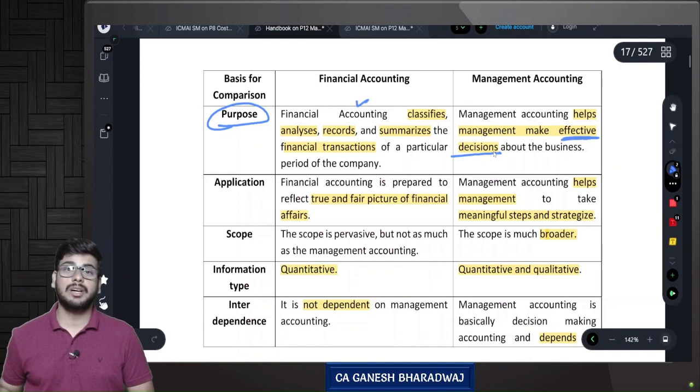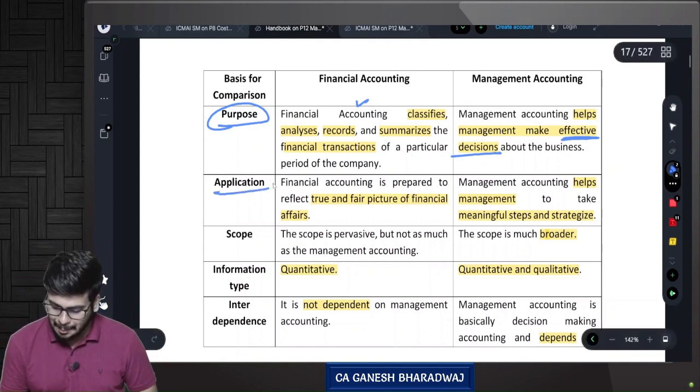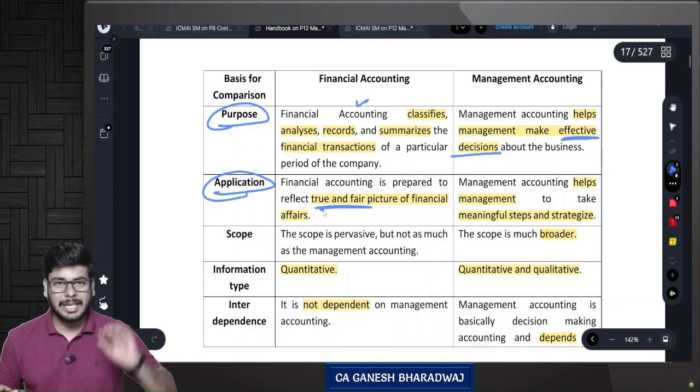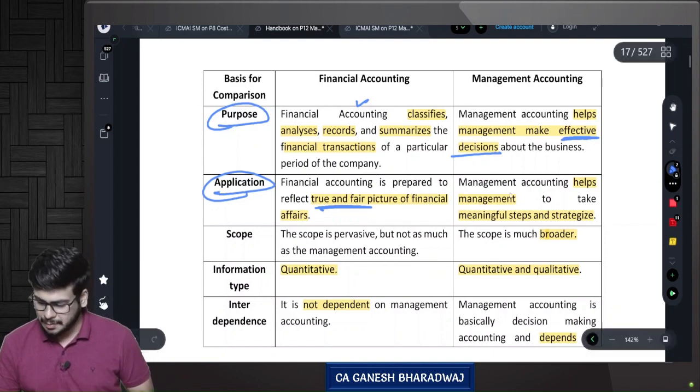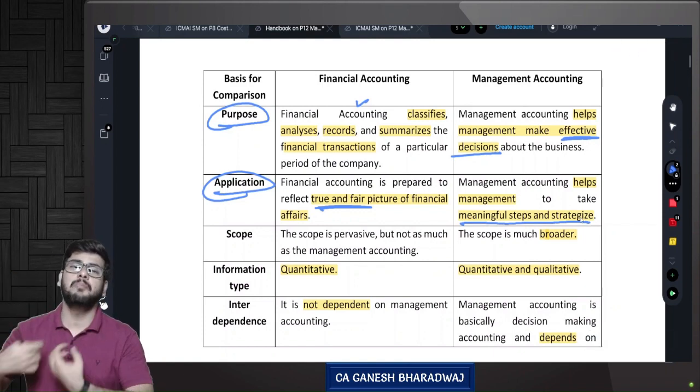I gave you one clear-cut example, the shutdown versus continue example. Financial accounting is prepared to give what? A true and fair picture of the state of affairs of the company. That is the reason why you have it. Whereas management accounting helps the management take meaningful steps and strategize. What next? How am I going to run my operation? The scope is completely different.